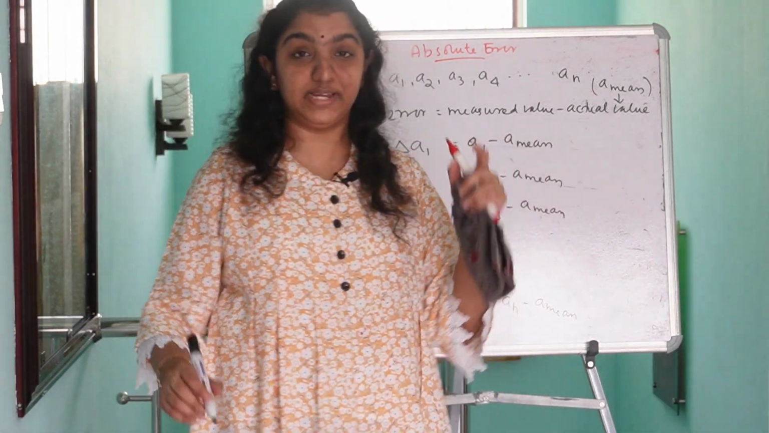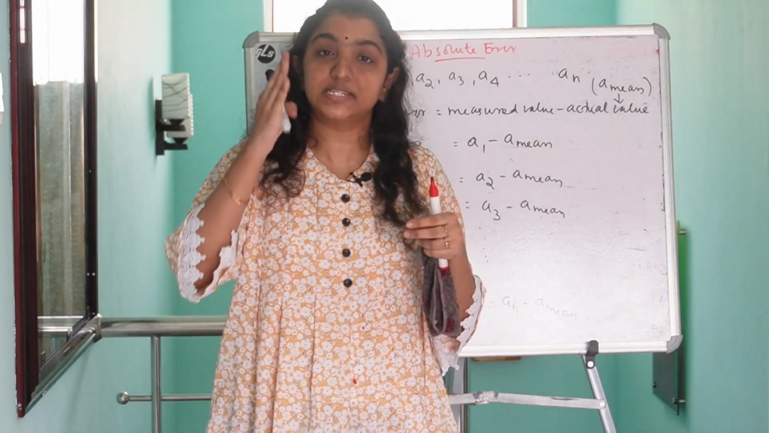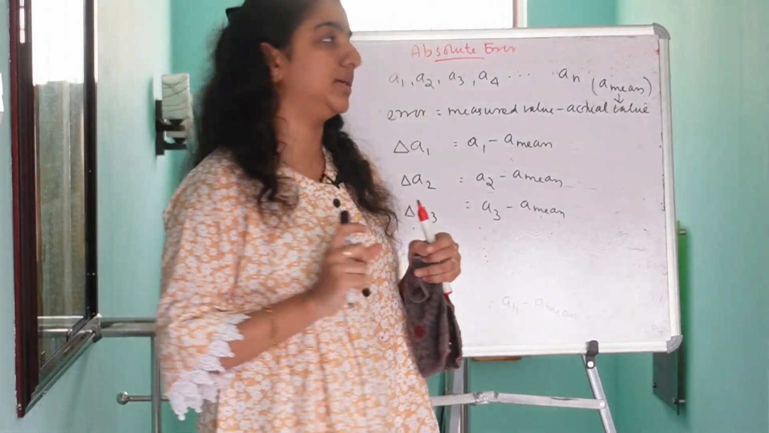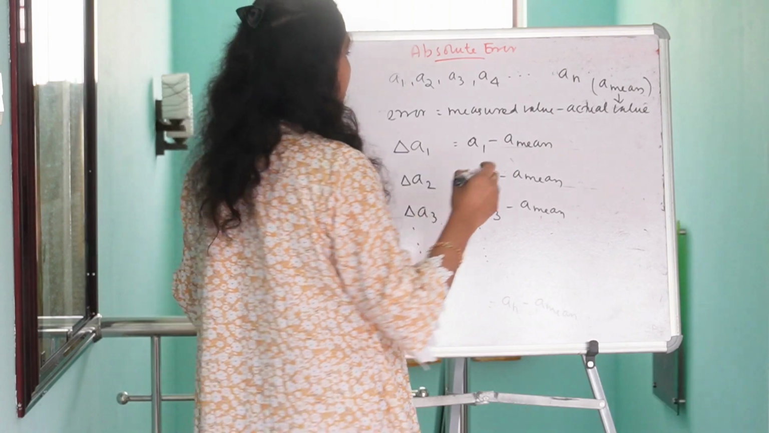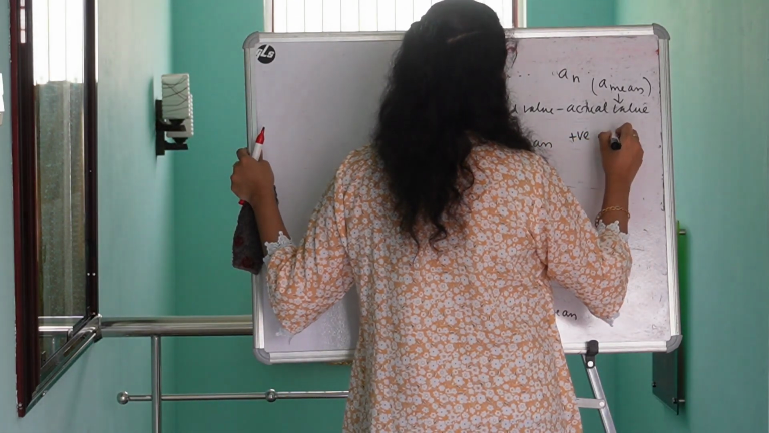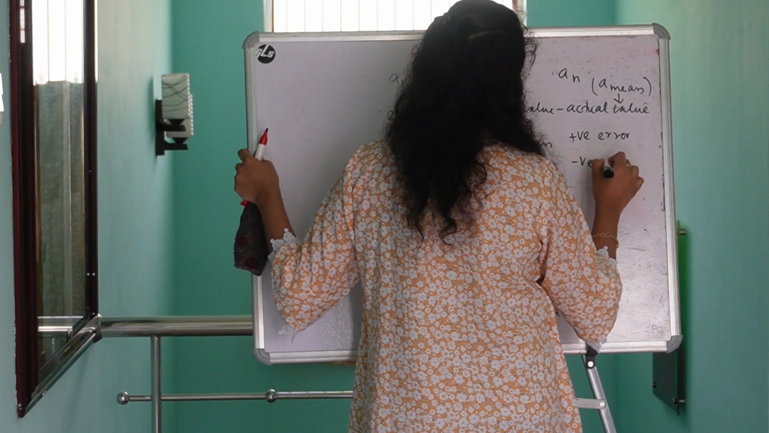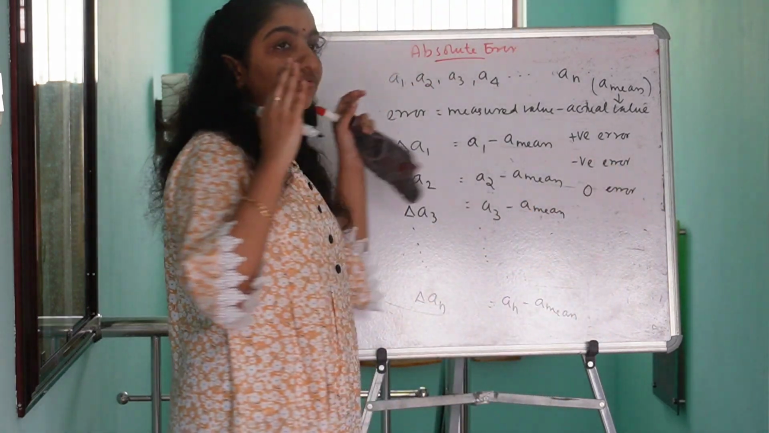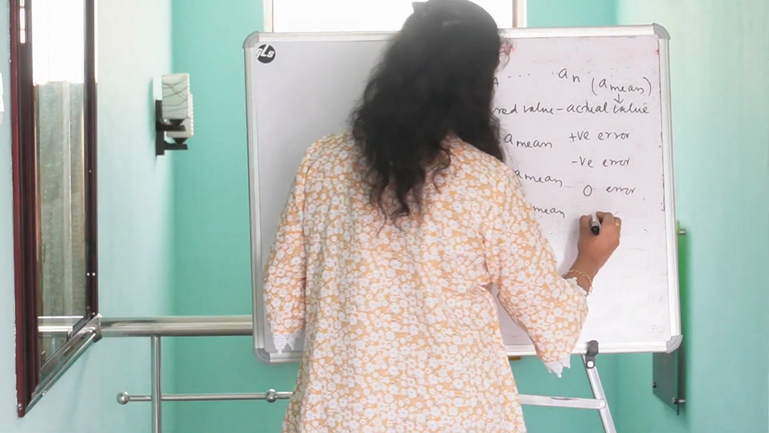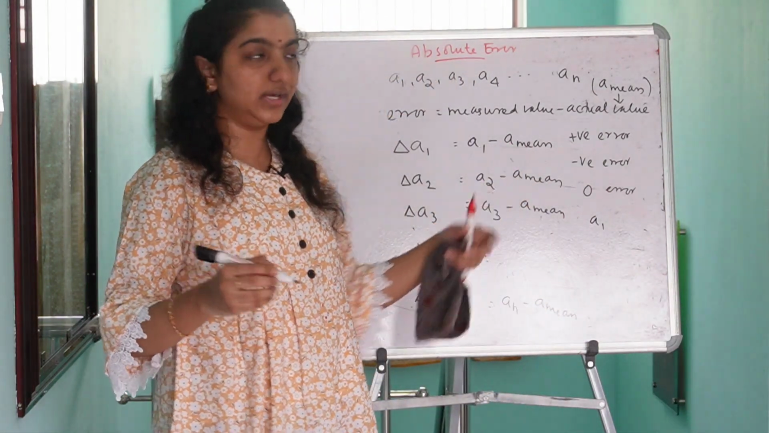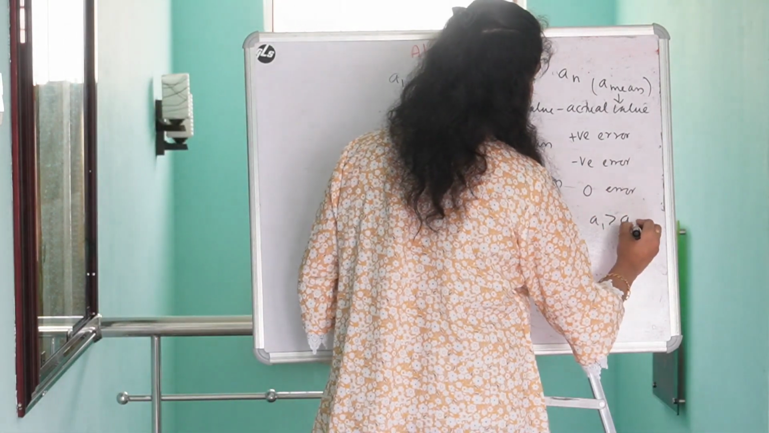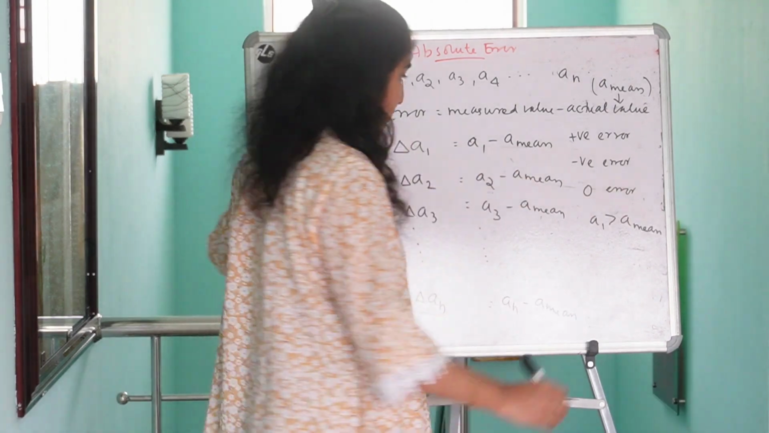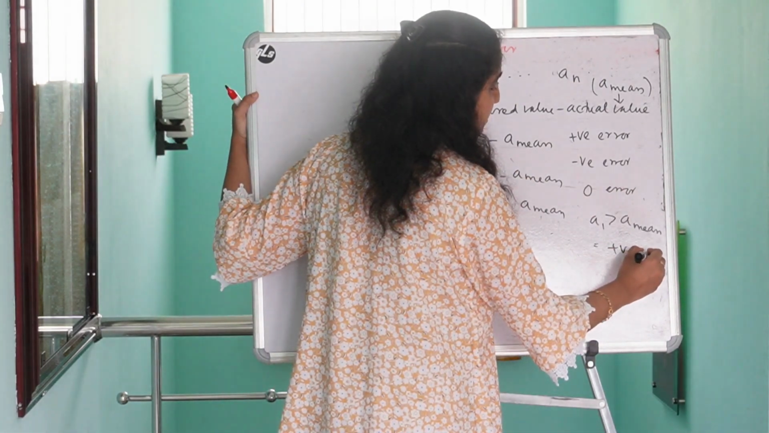While finding the error in each measurement, you have to note the point that there are three possibilities. Either you will get a positive value as error, or a negative value as error, or you will get 0 as error. Yes. Suppose the measured value A1 is greater than the actual value A mean. If the measured value is greater than the actual value, you will get a positive error.